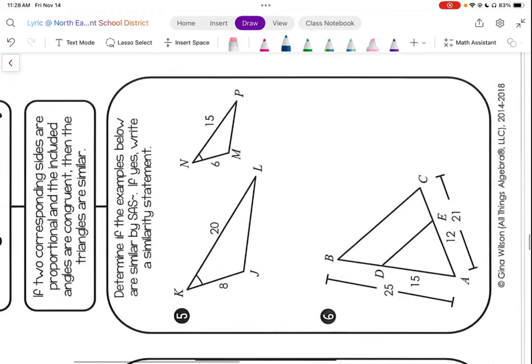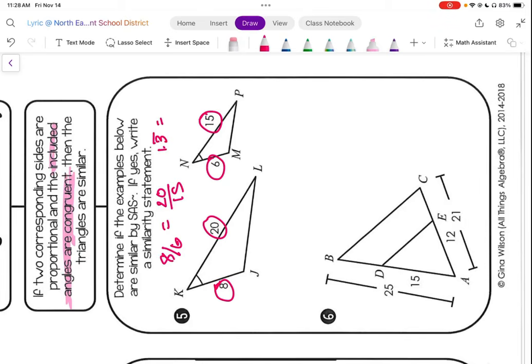Last one, side-angle-side similarity. If two corresponding sides are proportional and the included angles are congruent, then the triangles are similar. All right, so the included angle is congruent. We need to see if these are proportional. 8/6 and 20/15. So let's see, 8/6 is 1.3 repeating. And then 20/15 is also 1.3 repeating. So these are proportional, or sorry, they are similar. We can say KJL is similar to triangle NMP.